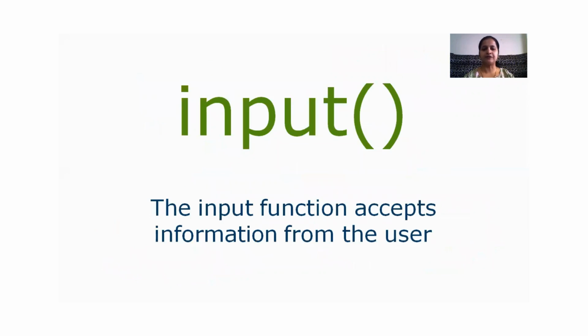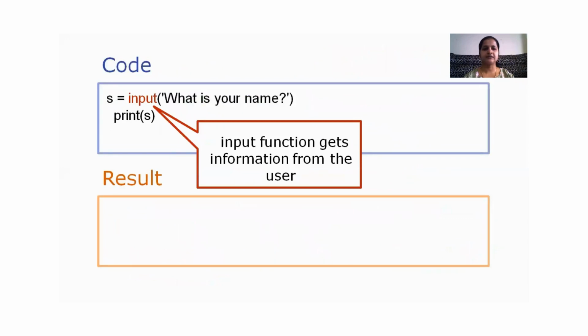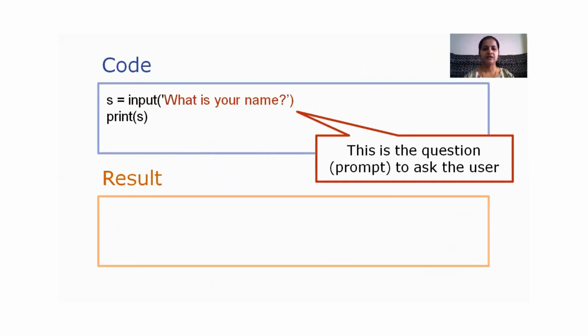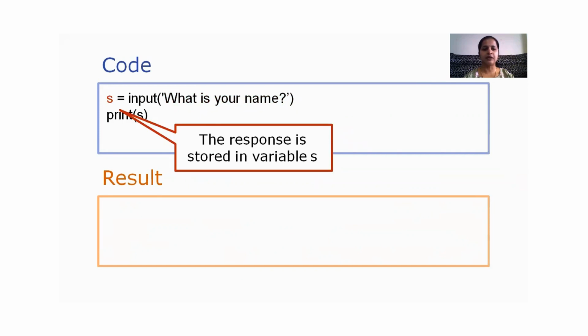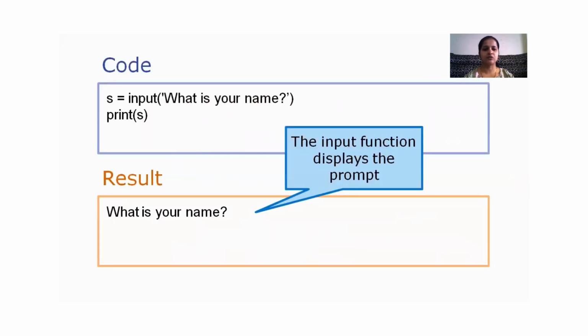So the input function accepts information from the user. So s equals to input. Input is a function that gets information from the user. So whatever is written in the quotes, that will be the question that will be asked to the user. And whatever the user enters, that will be stored as a response in the s. So run the code. You will see what is your name.